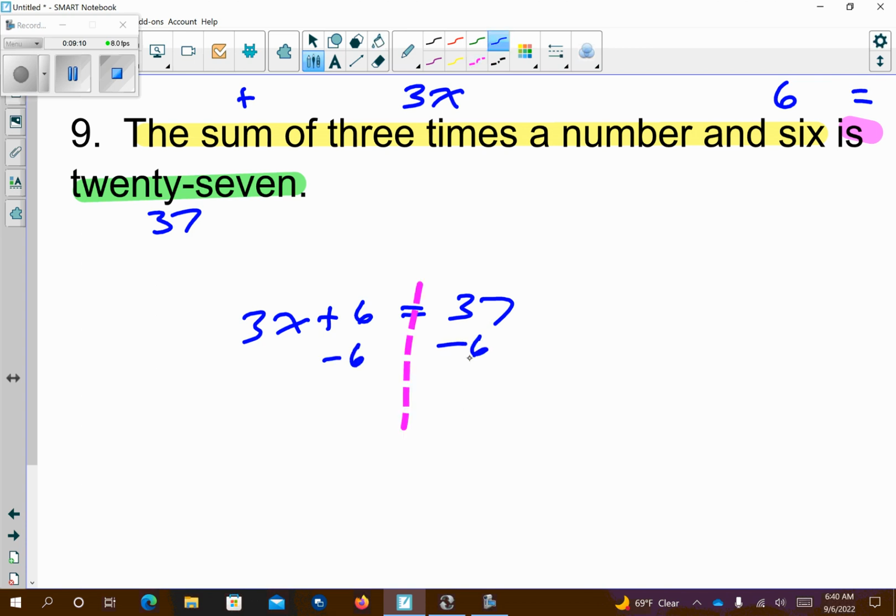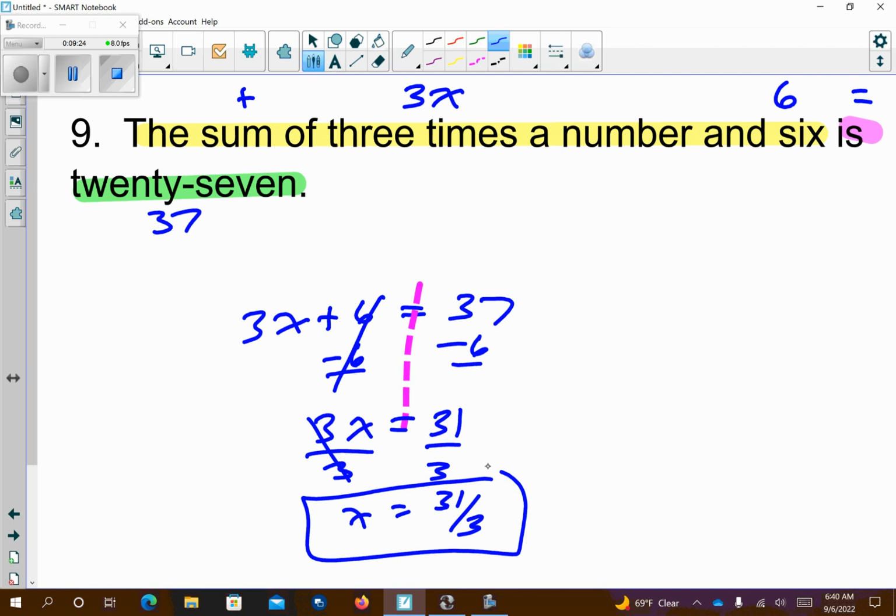Subtract 6, that's the opposite of positive 6. Let's cancel. Divide, oops, 37, yeah, that's right. 37 minus 6 is 31. Divide each side by 3. Those cancel. 31 over 3 will not reduce, so that's all done.